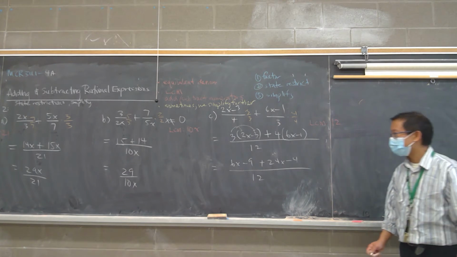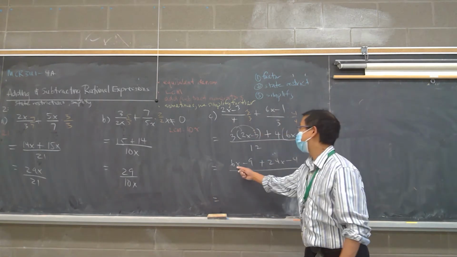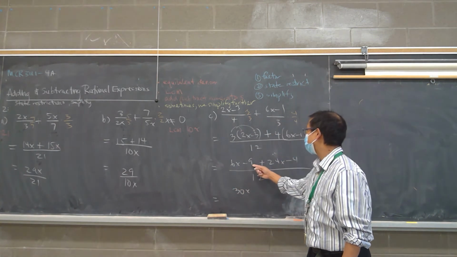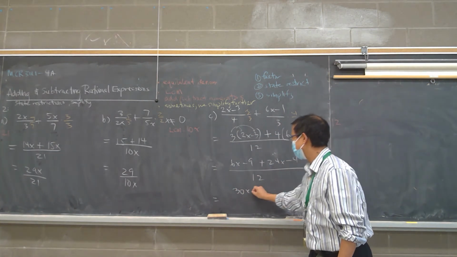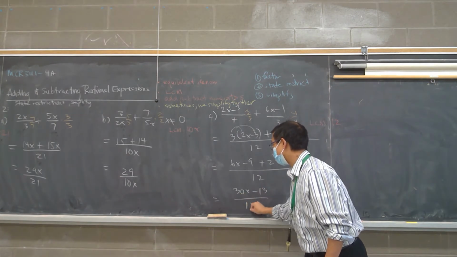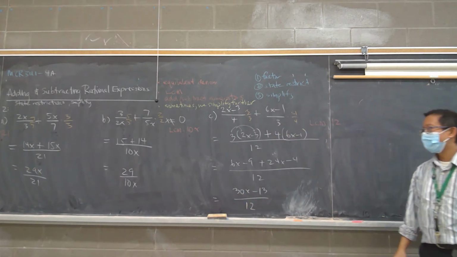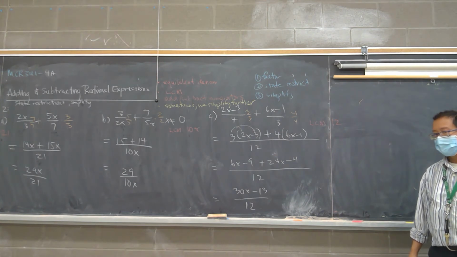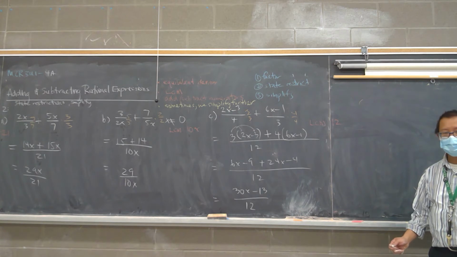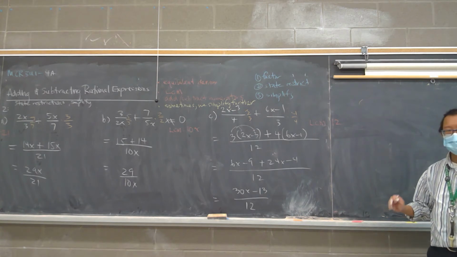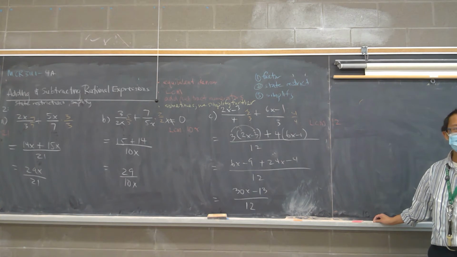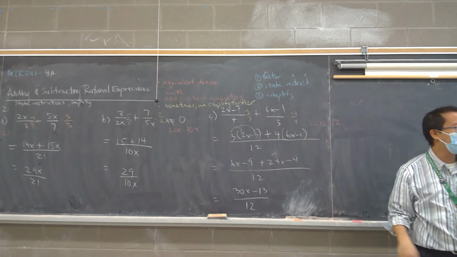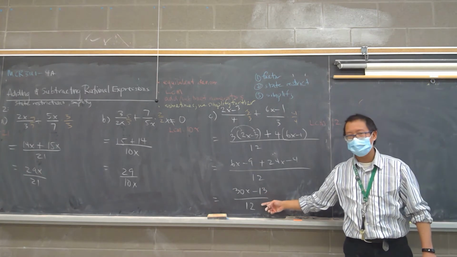Then we have to collect like terms. 6x and 24x, that's 30x. Negative 9 minus 4 is negative 13 over 12. And that is our simplified answer with no restrictions. However, I want to take this moment as a teaching step, just to explain this yellow instruction. In this example, there was nothing to worry about. We got 30x minus 13 over 12.